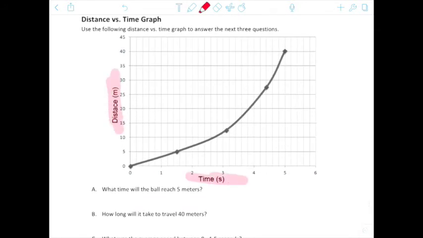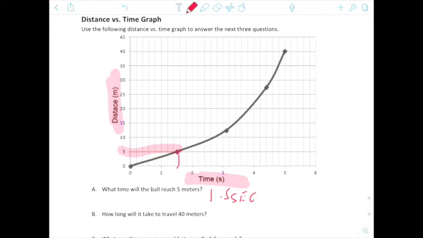Now, looking at a distance versus time graph, we know it's a distance versus time graph because it says distance and it says time. On A, it says what time will the ball reach 5 meters. So if this is a ball moving on a track, we look at 5 meters. It's right here. What time will it take? Right there, which is right around 1.5 seconds. All I did was go right there, then go straight down.